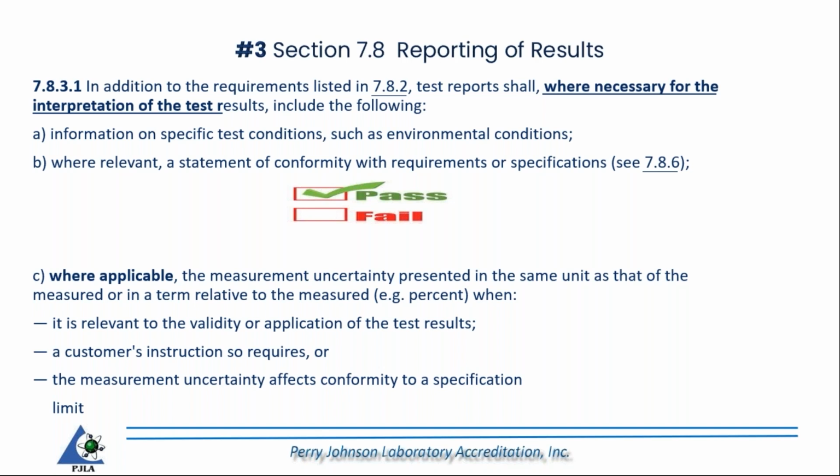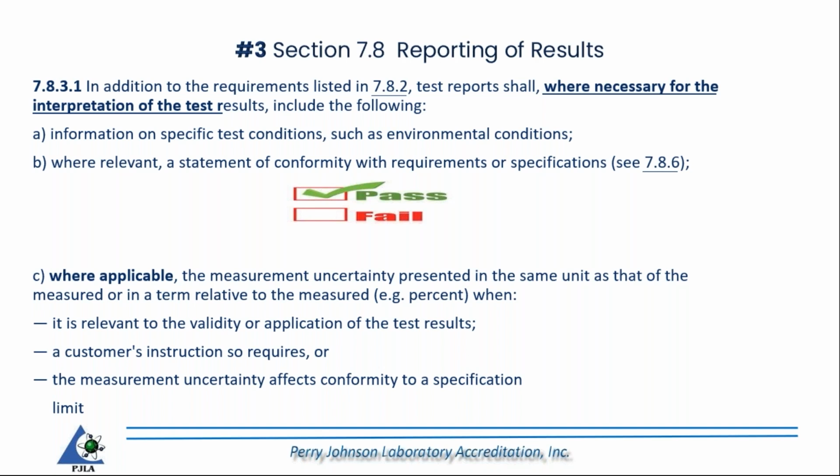Test report. So 7.8.3.1 is specific to testing where necessary for the interpretation. So for your test folks, if there's any specific conditions such as temperature and humidity that is needed. If a statement of conformity with the requirements or specifications, so i.e. if you're required to have a pass-fail statement on there. Uncertainty, and it says where applicable.